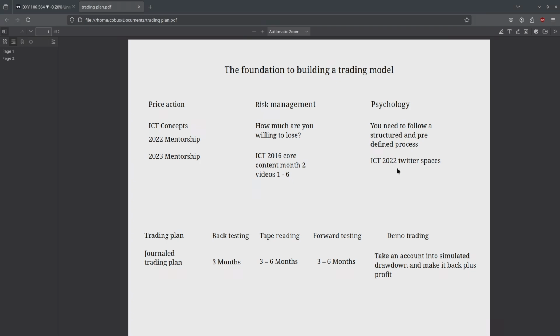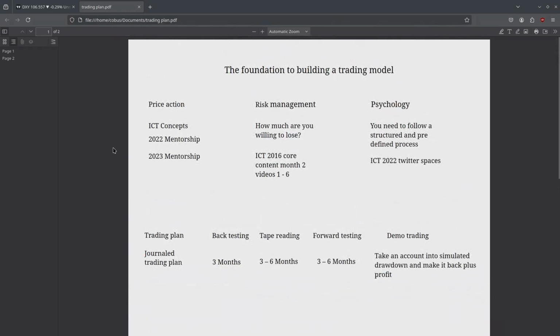And take a notepad or make sure that you have a Notion page set up so that you can take your notes with that Twitter space because you're going to get a lot of gems. If you sit through, if you listen to them, ICT does focus on psychology in those Twitter spaces as well. Going back to risk management, he talks about things like that. So they are a gem.